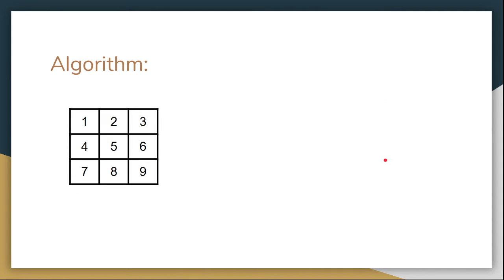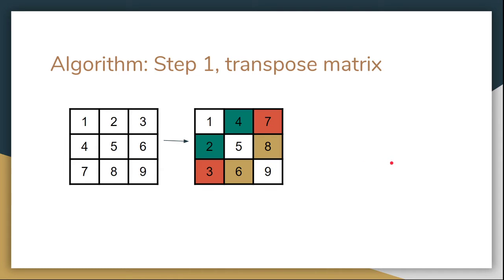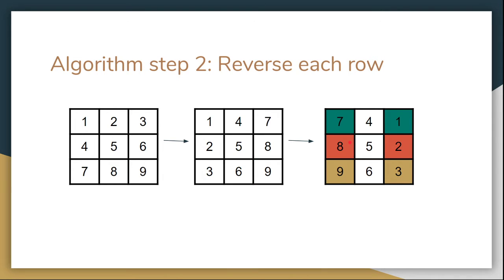The algorithm. So you first start off with the beginning matrix, and then you transpose the matrix. You switch the 2 and the 4, the 7 and the 3, and the 8 and the 6. And then you reverse each row. You switch the 1 and the 7, the 2 and the 8, and the 9 and the 3.